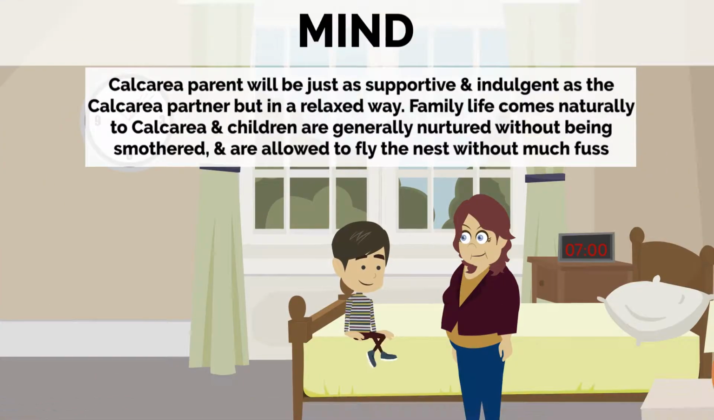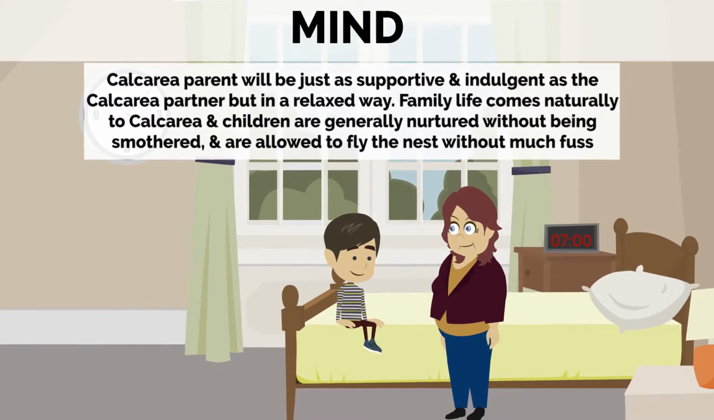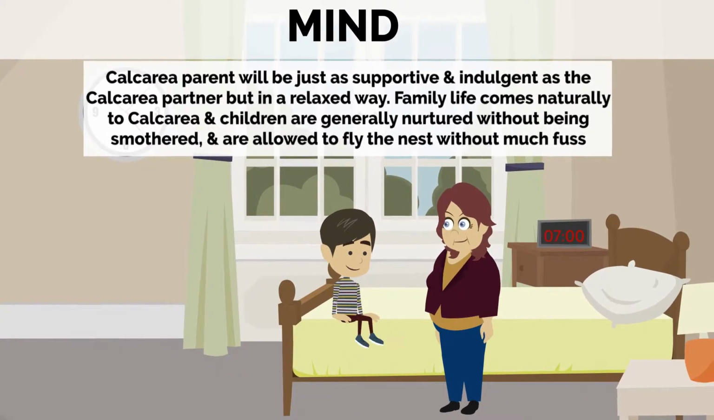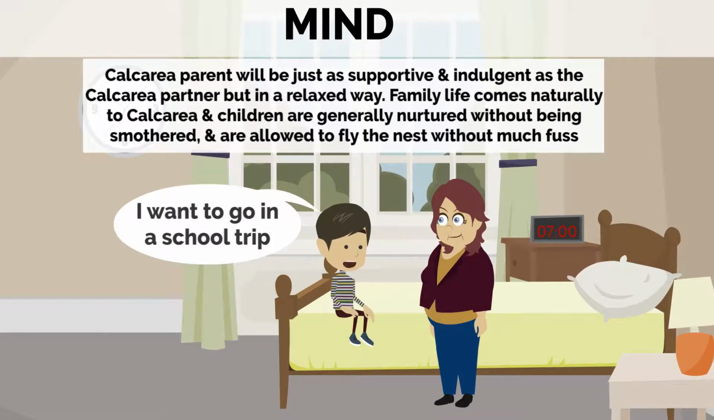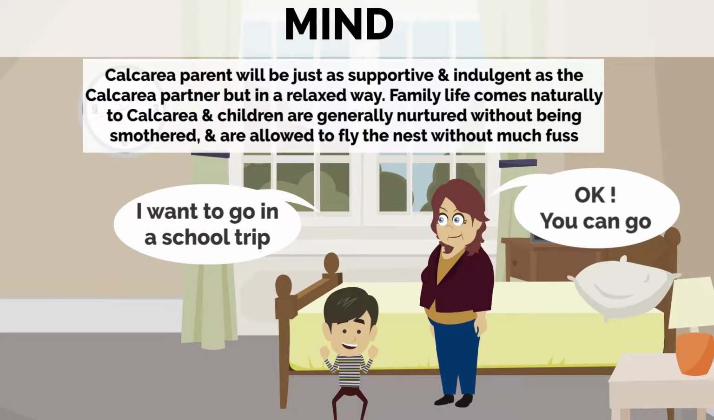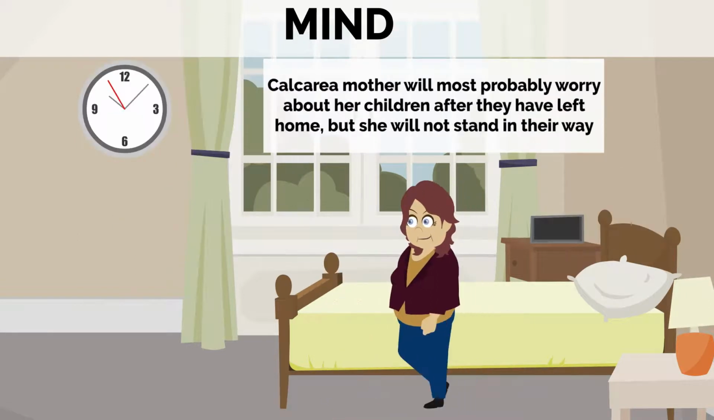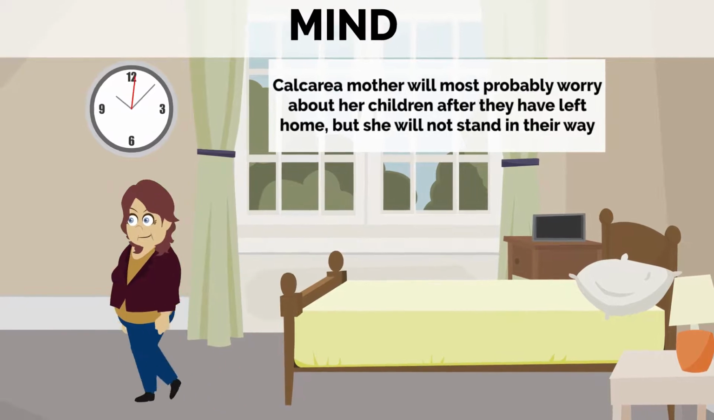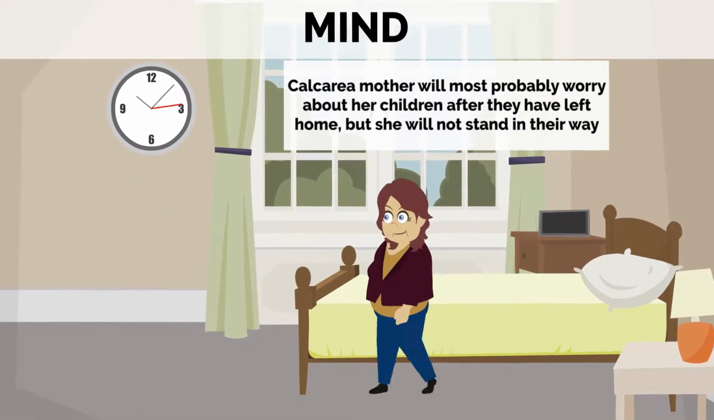Calcarea parent will be just as supportive and indulgent as the Calcarea partner, but in a relaxed way. Family life comes naturally to Calcarea, and children are generally nurtured without being smothered, and are allowed to fly the nest, without much fuss. Calcarea mother will most probably worry about her children after they have left home, but she will not stand in their way.